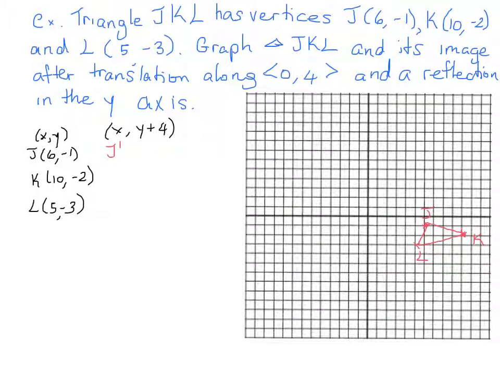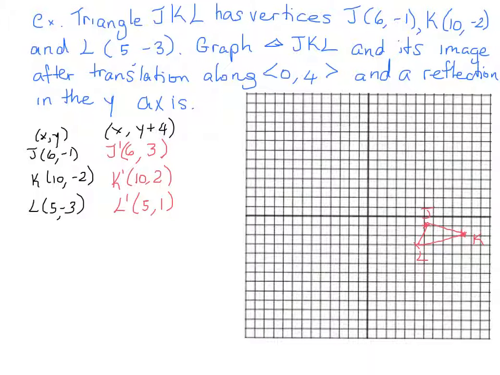All right, so go ahead and do that. We get x is still 6, but this time y is 3. And for K prime, x is not changing, so it's still 10, but for y we're adding 4, so we get 2. And for L prime, x is still 5 because it's not changing. And for our y, we're adding 4, so we get 1. All right, so that's enough to do our translation.